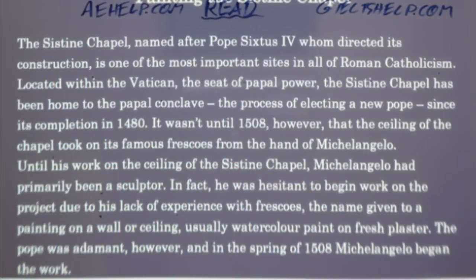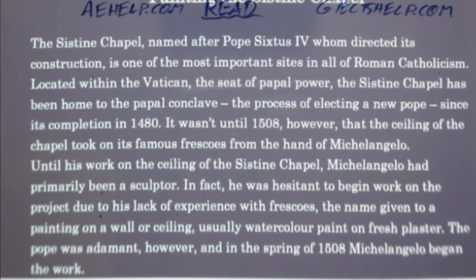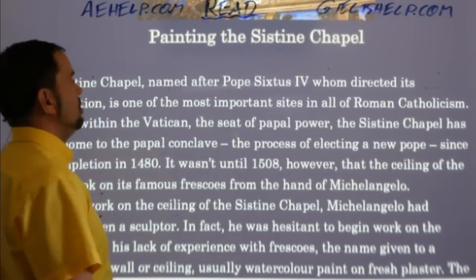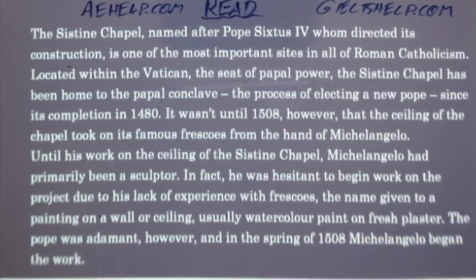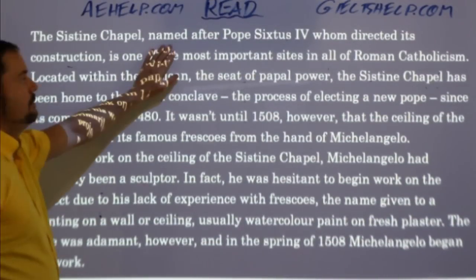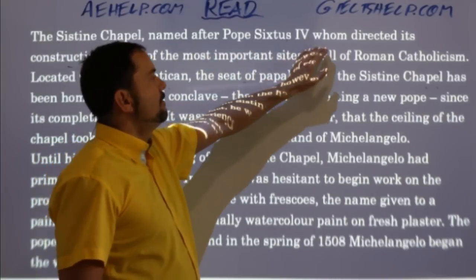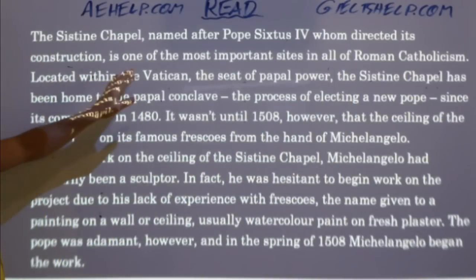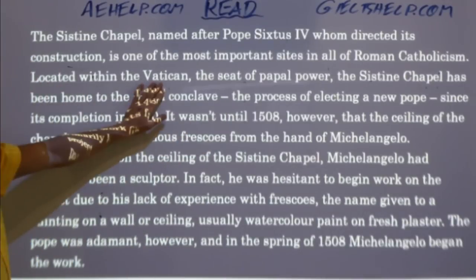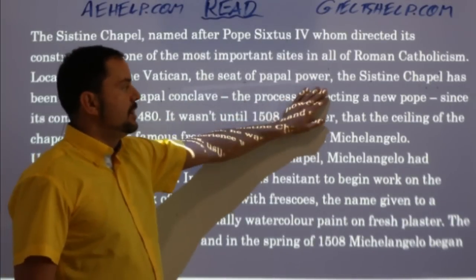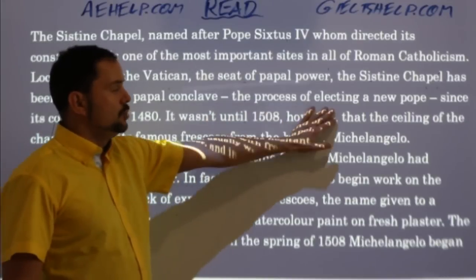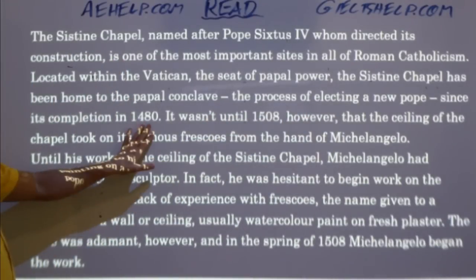All right, here we go. So, from the top, let's read the title again. Painting the Sistine Chapel. If you want a high band score, yes, you should read the whole passage, okay? The Sistine Chapel, named after Pope Sixtus IV, who directed its construction, is one of the most important sites in all of Roman Catholicism. Located within the Vatican, the seat of papal power, the Sistine Chapel has been home to the papal conclave, the process of electing a new pope, since its completion in 1480.